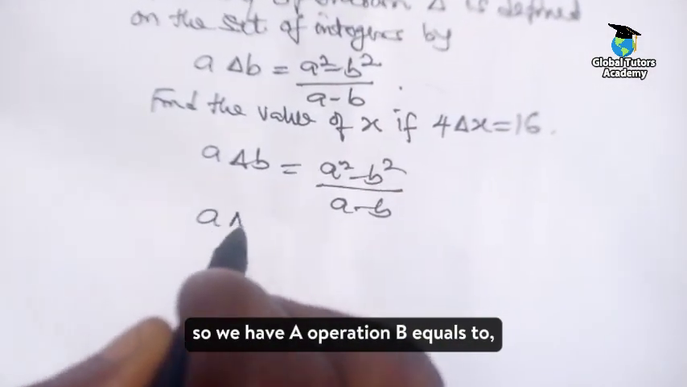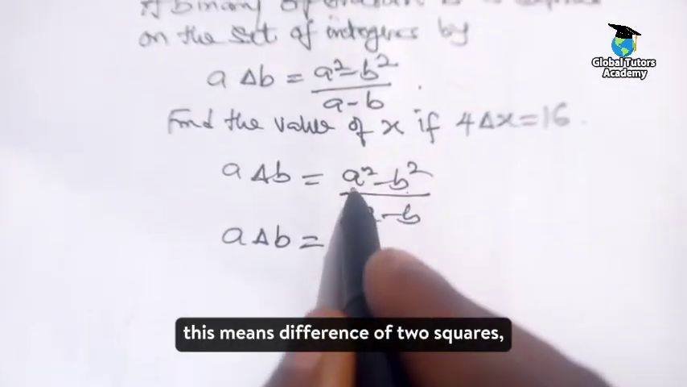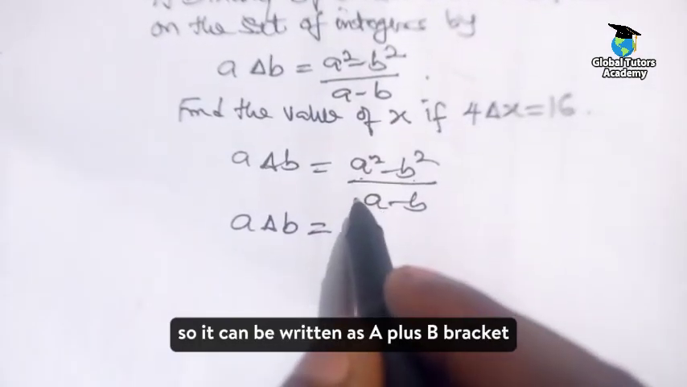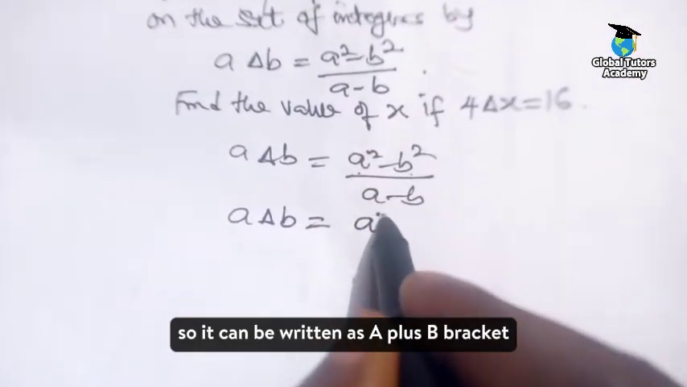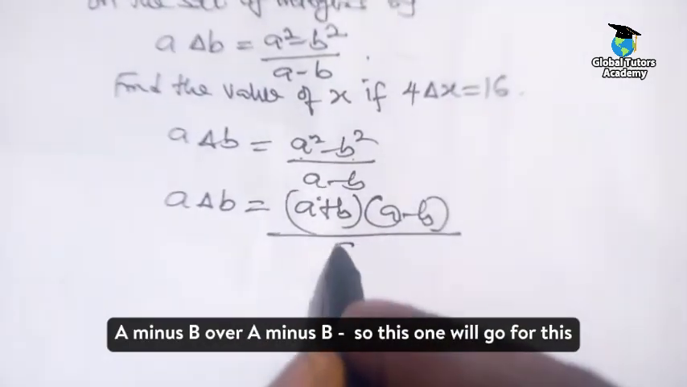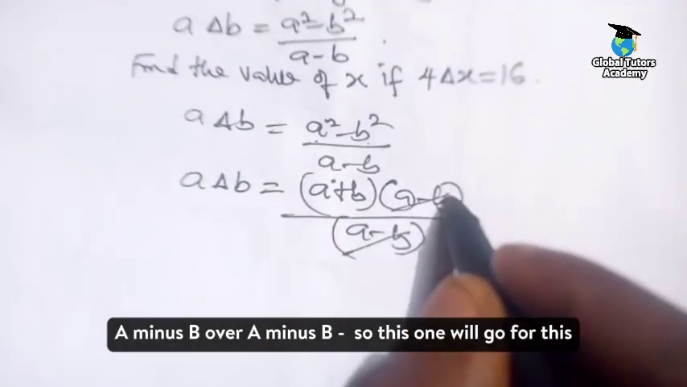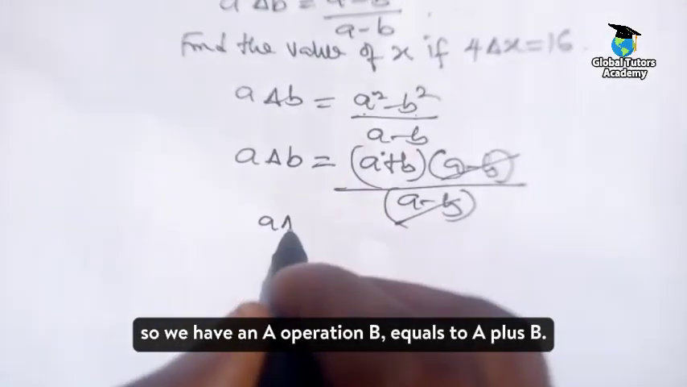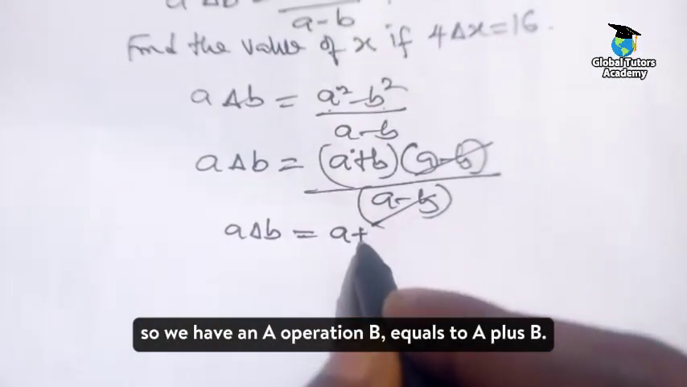So we have a operation b equals, this means difference of two squares, so it can be written as a plus b bracket a minus b over a minus b. So this one we go for this. So we have a operation b equals a plus b.